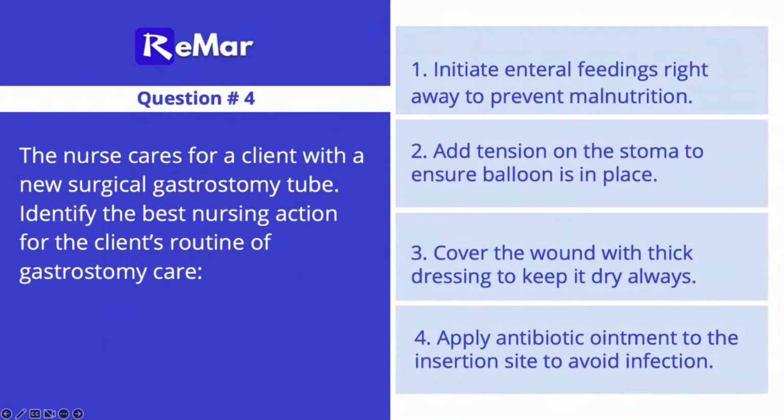Question number 4 is this. The nurse cares for a client with a new surgical gastrostomy tube. Identify the best nursing action for the client's routine of gastrostomy care. Number 1, initiate enteral feedings right away to prevent malnutrition. 2, add tension to the stoma to ensure balloon is in place. 3, cover the wound with thick dressing to keep it dry always. 4, apply antibiotic ointment to the insertion site to avoid infection.